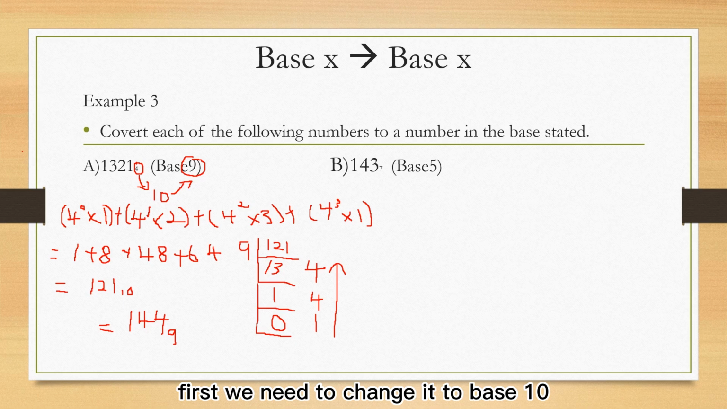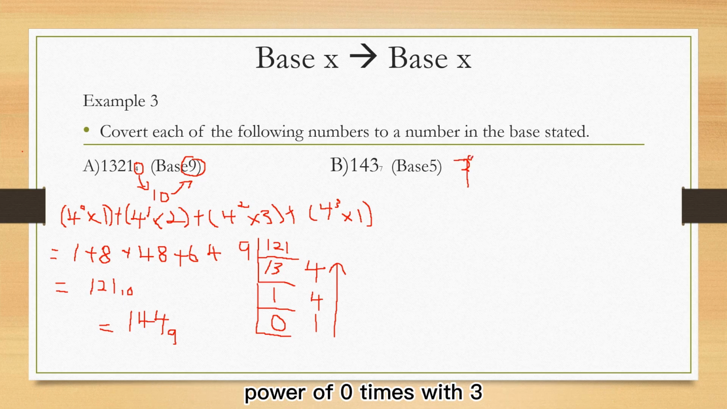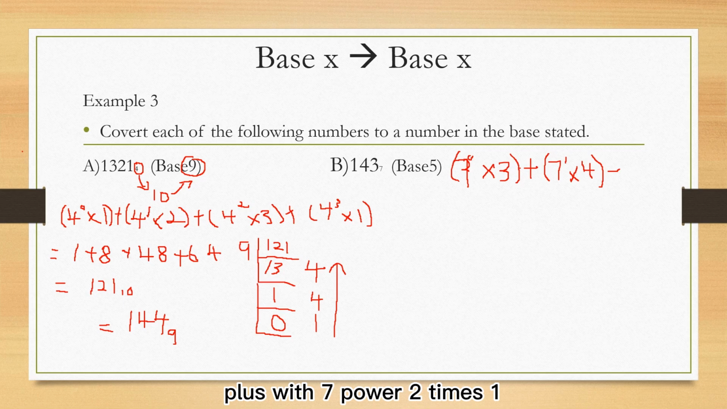First, we need to change it to base 10, from base 7 to base 10. Since this is base 7, we need to write 7 to the power of 0 times 3, the whole thing in brackets, plus 7 to the power of 1 times 4, plus 7 to the power of 2 times 1.